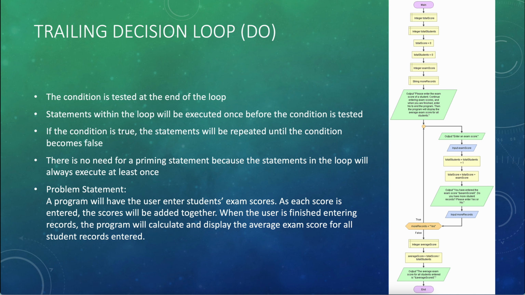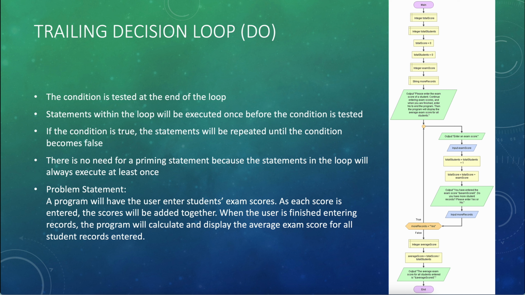Now we'll look at the next type of loop, which is a trailing decision loop, or a do loop. With this type of loop, the condition is tested at the end of the loop, so that's why it's called trailing decision. Statements within the loop will be executed one time before the condition is tested. If the condition is true, then the statements will be repeated until the condition becomes false. So just like the while loop, as long as the condition is true, it will run.